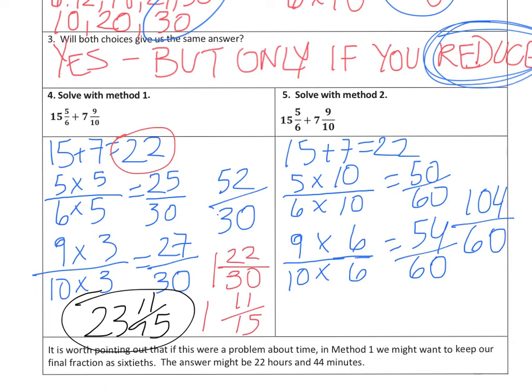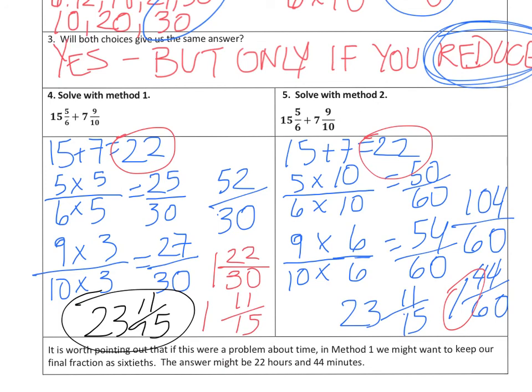Improper fraction! You know that's really 1 and 44 60ths. But oh dear, that could totally be reduced. So let's see. I know that 44 and 60 are both divisible by 4. So if I divide 44 by 4, I get 11. And 60 divided by 4 is 15. Hey, isn't that what I got earlier? And so then I'm just going to take my 1 and my 22 and finish off with 23 and 11/15. Same answer, but it took me a few extra steps when I went with 60ths.